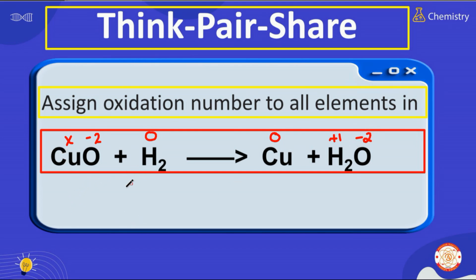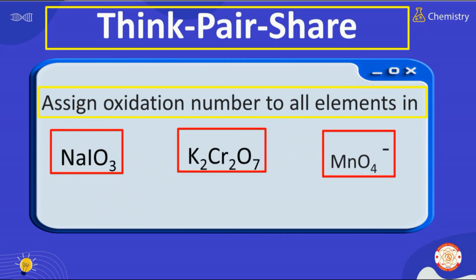So let us calculate the oxidation state of copper in copper oxide. X minus 2 equals 0 because the sum of the oxidation states of all atoms in a neutral compound should always be 0. Therefore, X equals plus 2. So this is how you assign oxidation numbers to elements.